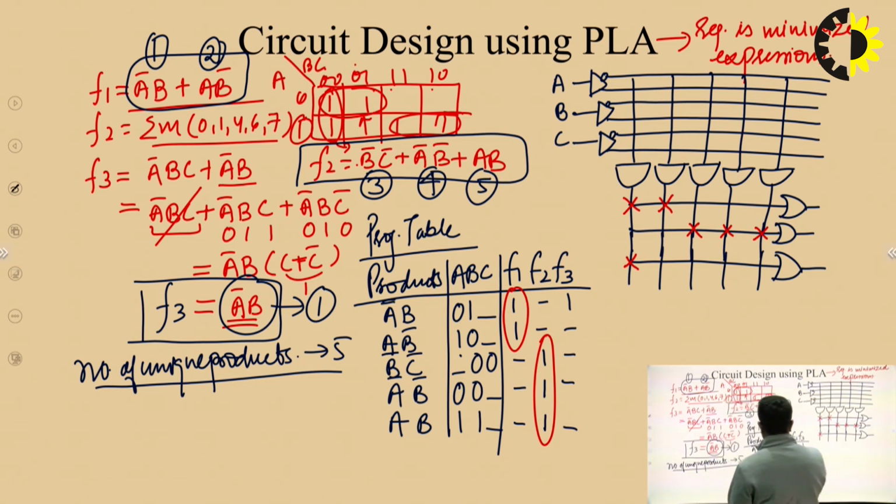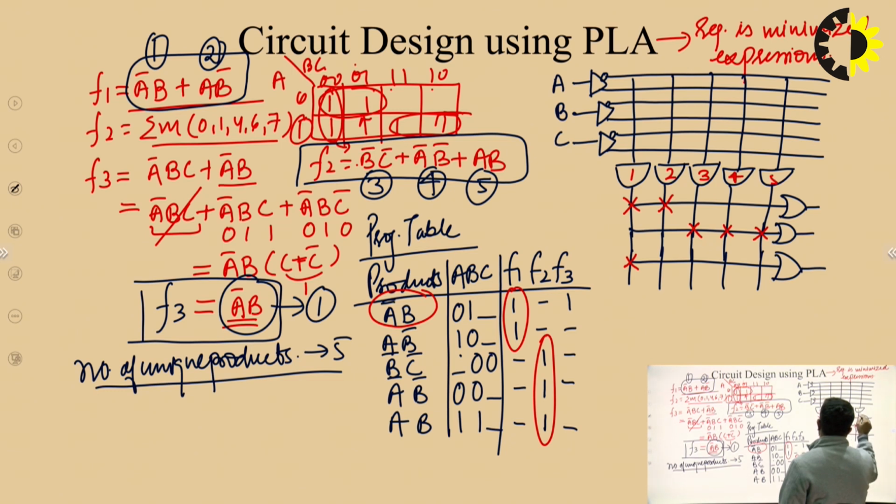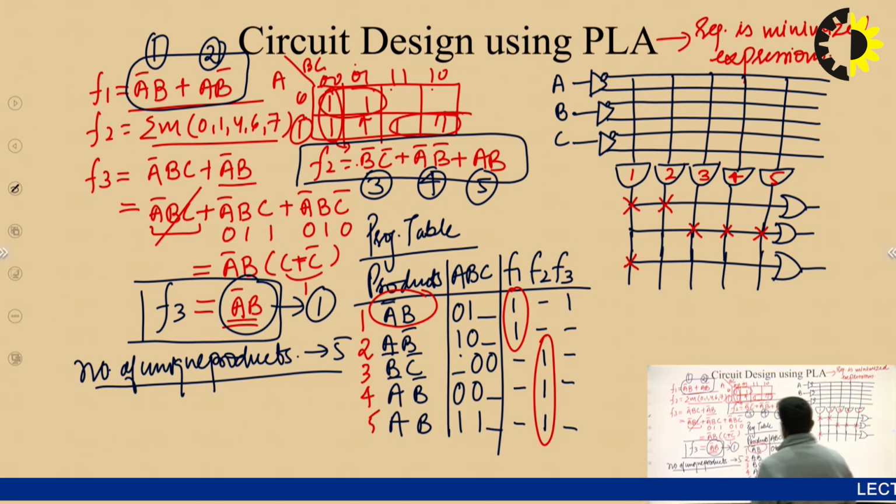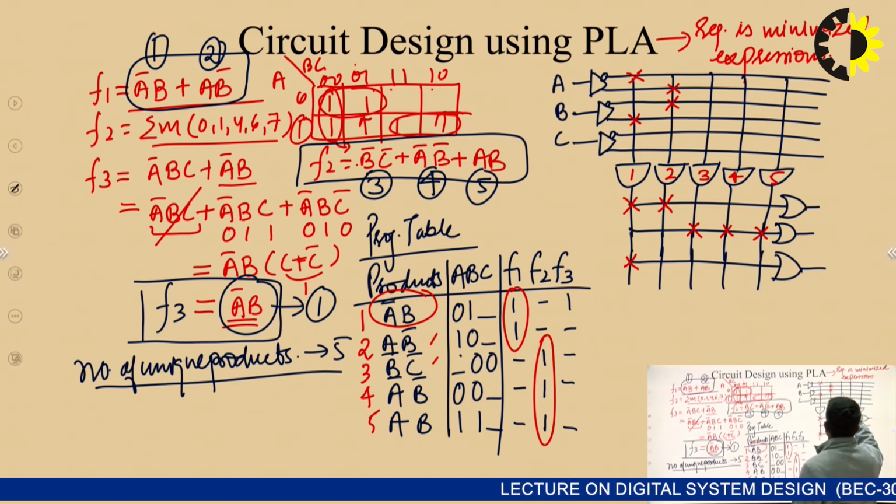How is each product going to be realized? How am I going to realize the first product, A bar B? Let's label them as 1, 2, 3, 4, and 5, and this is also the product sequence 3, 4, and 5. The first product is A bar B, so this is A bar and this is B. The second product is A B bar, so this is A and this is B bar. The third product is B bar C bar, so this is B bar and this is C bar.